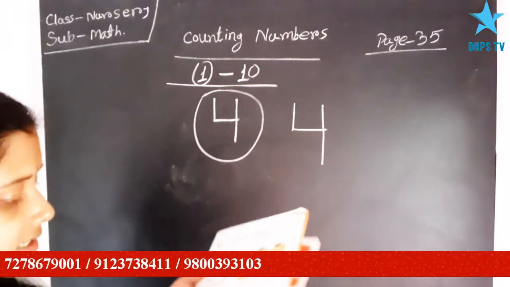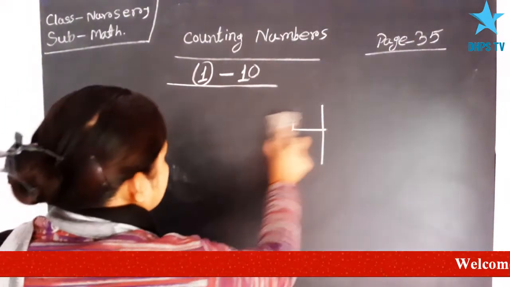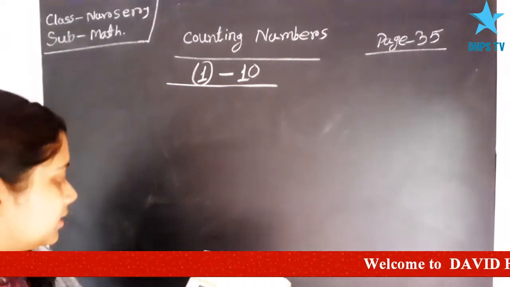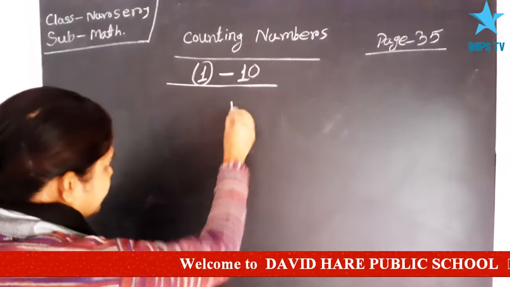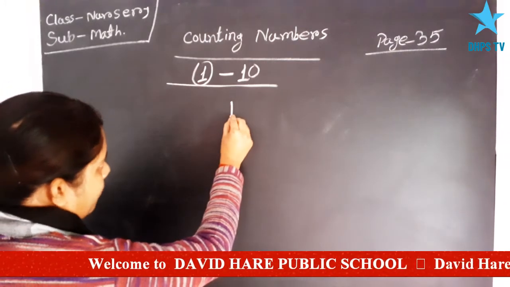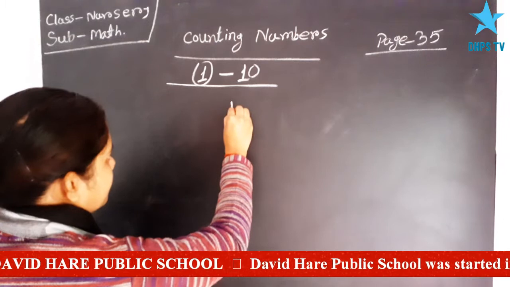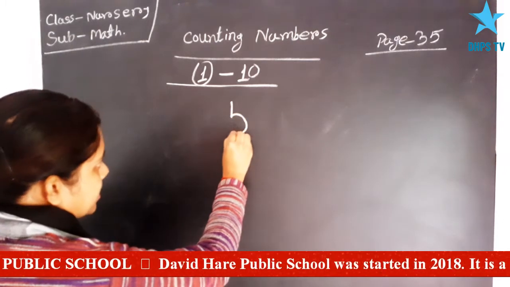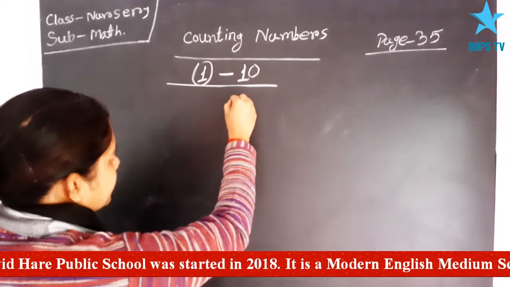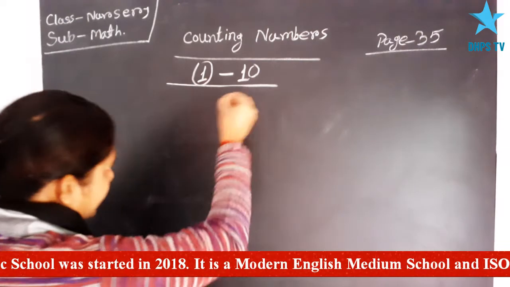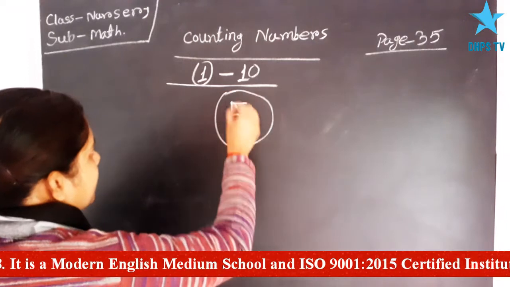Now the next counting number 5 in page number 39. So make a small straight line, then from the end point make a semicircle. Okay, make a semicircle. Then from the upper portion of the straight line make a small straight line horizontally. So it's made 5, the number 5.